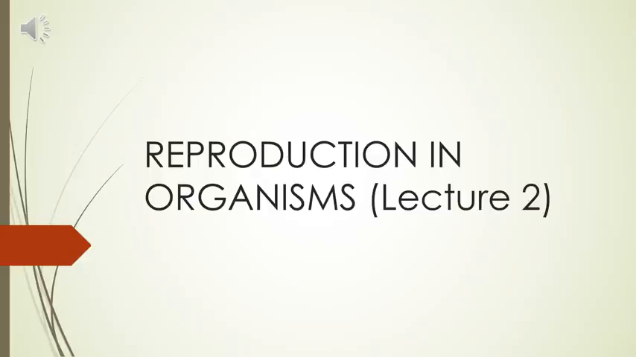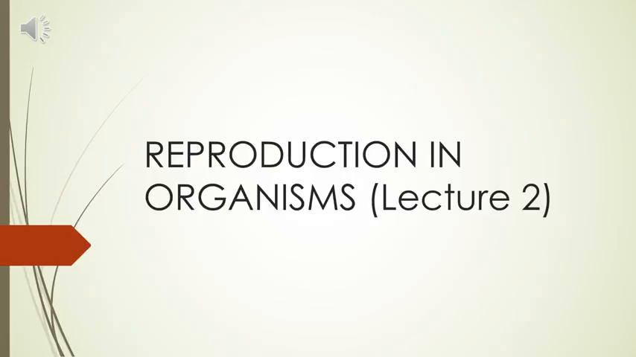Hello, children. So here we are with the second lecture of your first chapter, that is Reproduction in Organisms. In the previous lecture, we discussed the lifespan and the different phases of the lifespan, and we got to know that one phase in the lifespan is reproduction. Along with that, we also got to know the concept map of this chapter, what we are going to study in this chapter.